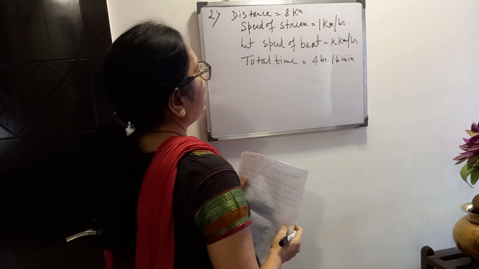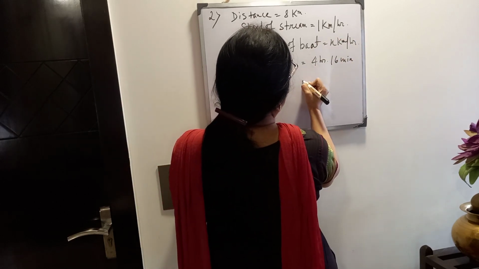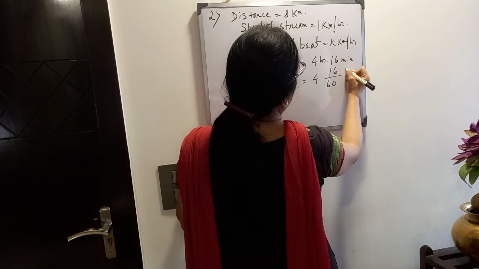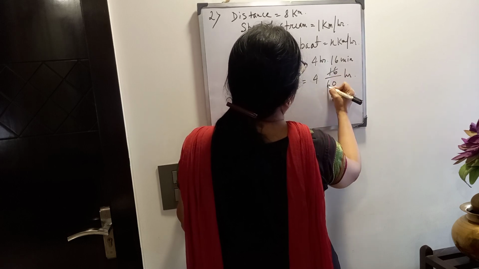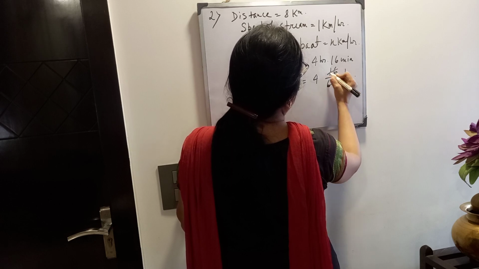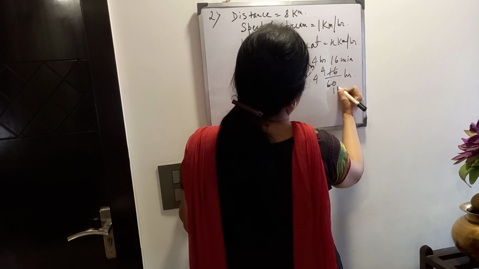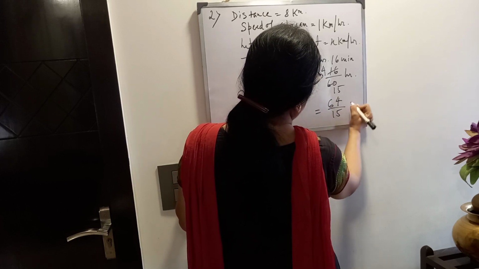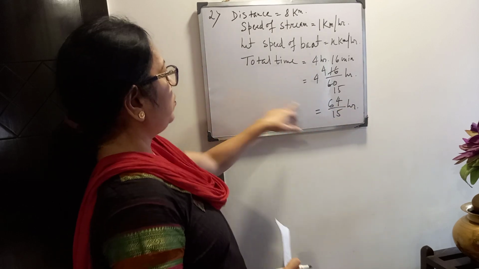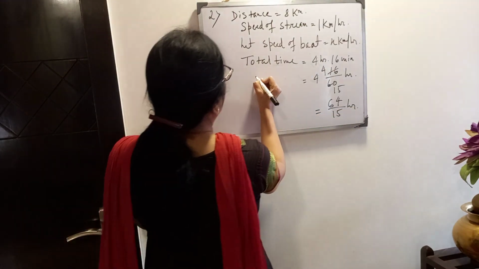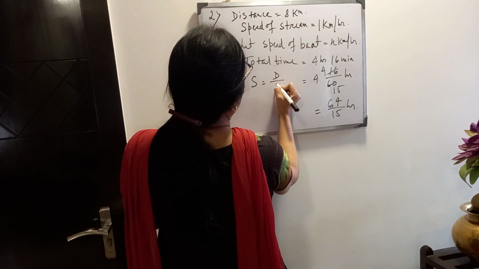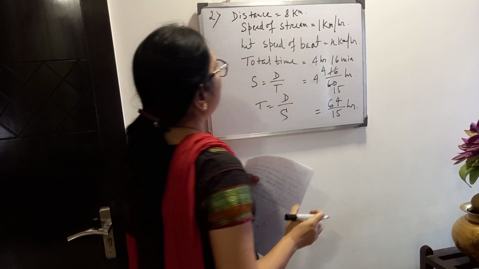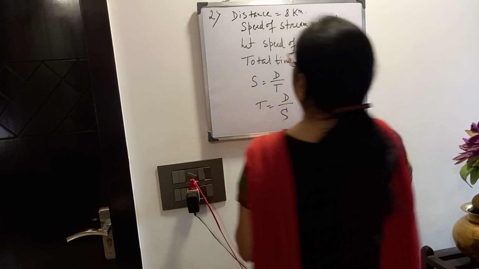Here speed is in kilometer per hour, so this one you will convert to hours. 16 by 60. Now it is becoming 64 by 15 hour. So our time is becoming this, and we know the relation speed equals distance by time, so time is becoming distance by speed. Clear?